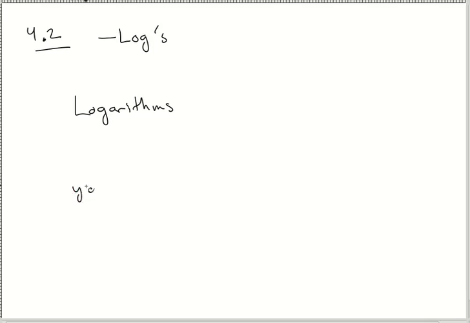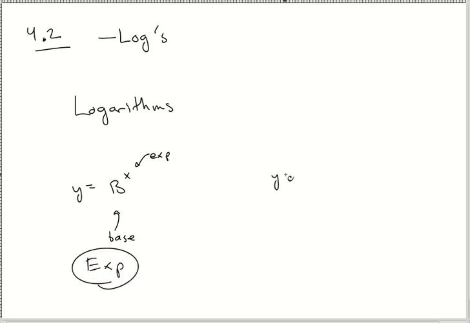So we got y equal to b to the x. B is your base, x is your exponent, and that's an exponential. And then we got y is equal to log base b of x. Let me write that out. Log base b of x. And this is a logarithm.